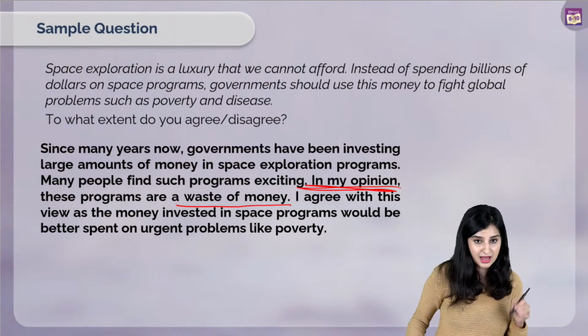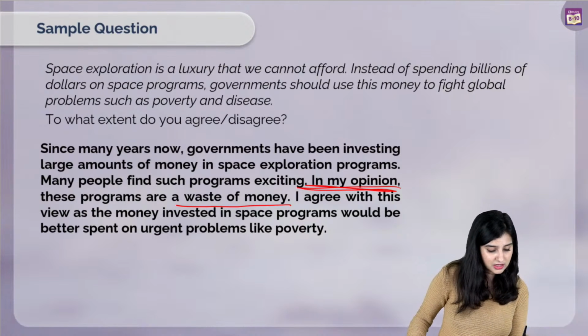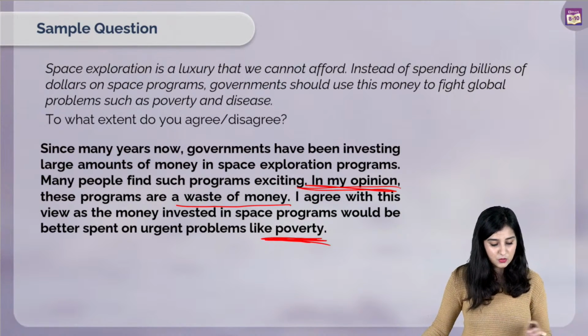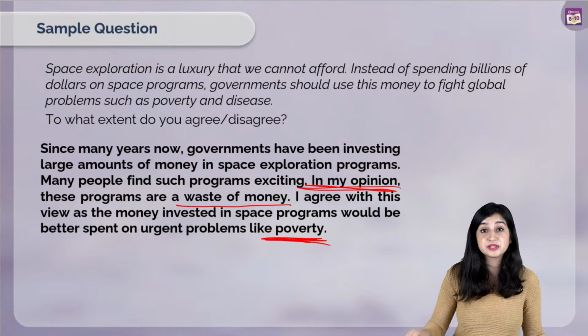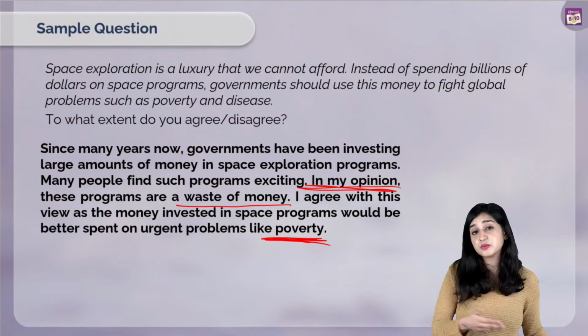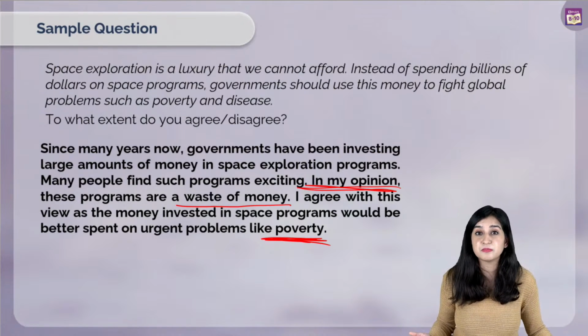And now in our last sentence, what are we doing? We're stating what we are going to talk about further. So we're just stating would be better spent on urgent problems like poverty. So now the reader knows what we are going to talk about after this. We are going to talk about how this money can be spent on poverty. Okay. So this is our introduction.